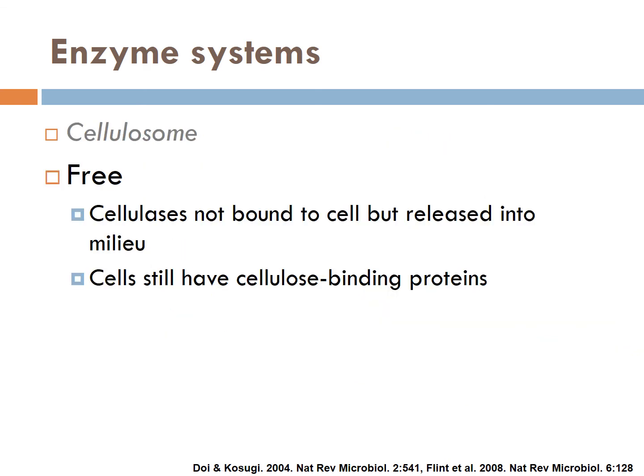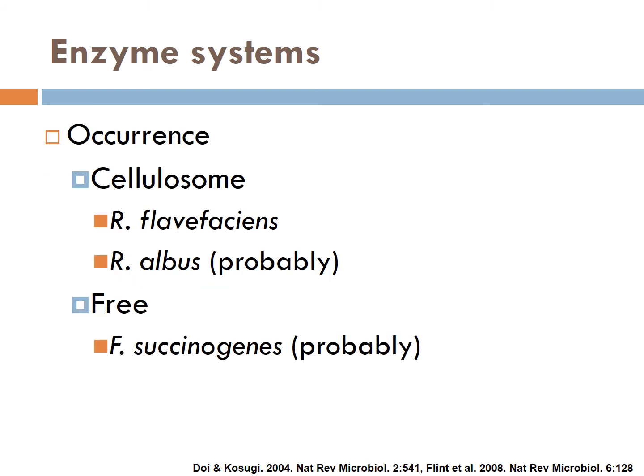The cellulosome is not the only way that cellulose can be hydrolyzed. There are cellulases that are free. These are cellulases that are not bound to the cell, but rather released into the milieu. The cells still have cellulose-binding proteins, but the cellulases are not attached. Ruminococcus flavefaciens has a cellulosome, as we saw in the preceding figure. Ruminococcus albus probably also has a cellulosome.